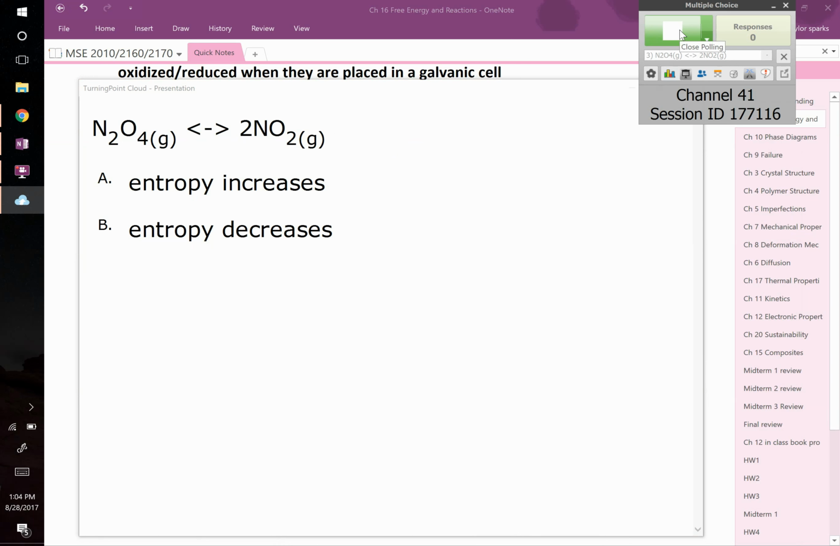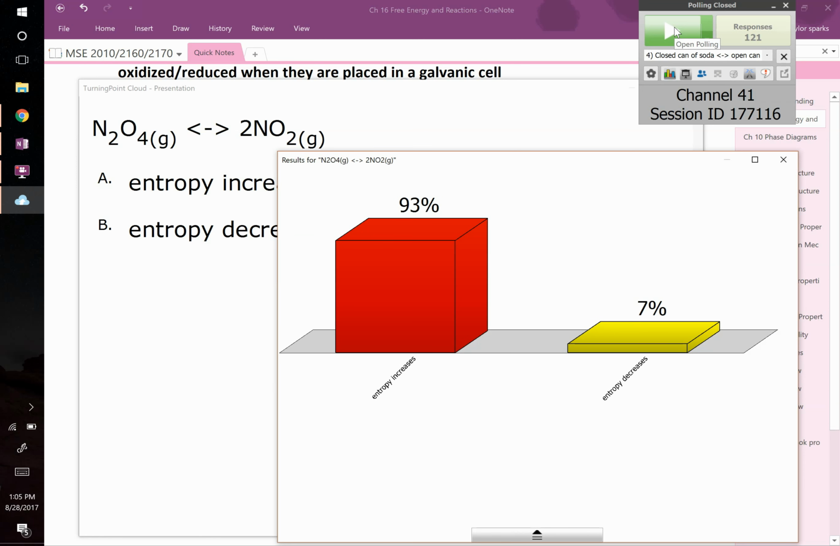One molecule of N2O4 splitting into two molecules of NO2. Both reactants and products are gaseous. Kind of mentioned this one earlier. I'm not going to spend a lot of time on it. Okay, I'm going to end this one. A, increase. B, decrease. People think that it would increase.